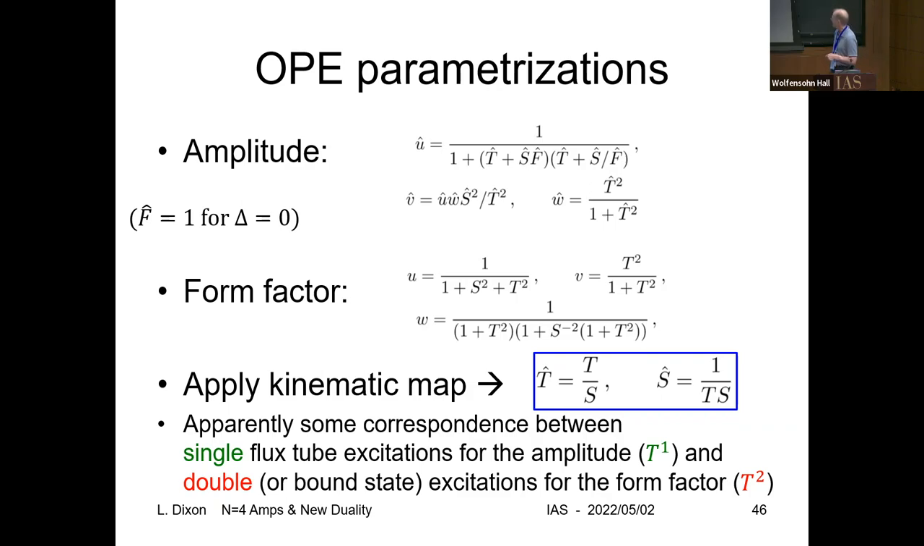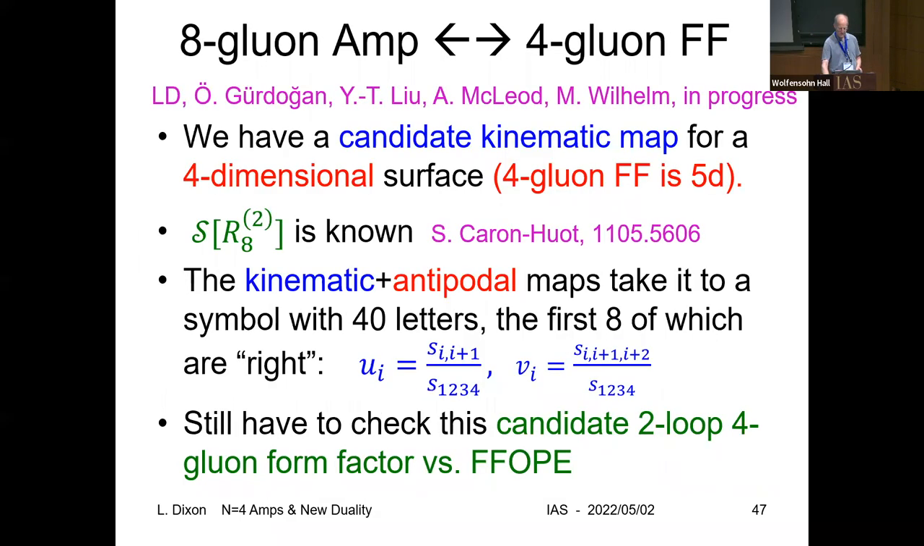It's just that T hat is T over S and S hat is 1/ST. You can also invert this relation and it looks exactly the same except there's some square roots. So this map kind of realizes the duality between soft and collinear limits, but it seems to be telling us a lot more, that there's some kind of correspondence going on between single flux tube excitations for the amplitudes, which go like T to the one, and maybe double or bound state excitations of the form factor. But that's one possible clue that's behind this duality.